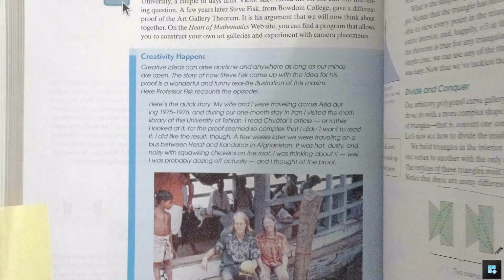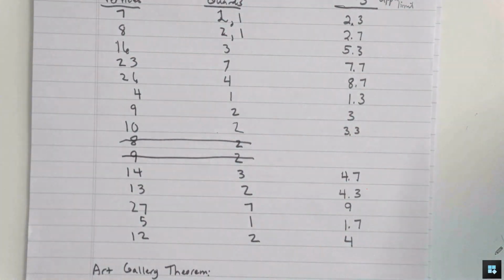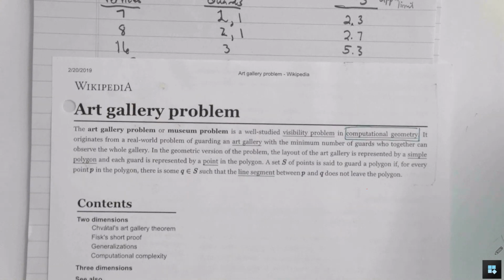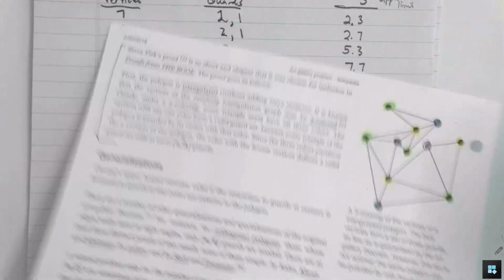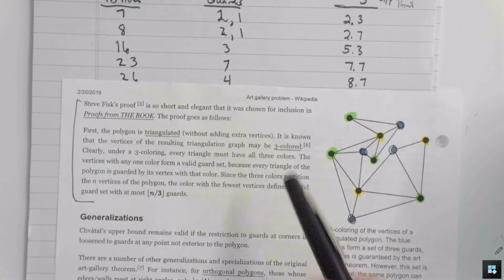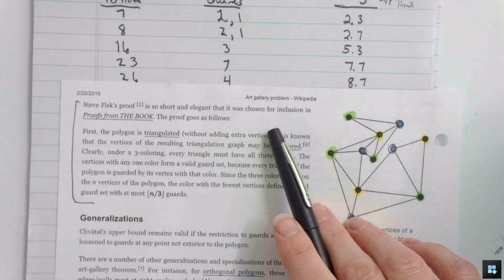Well, this proof that Stephen Fisk gives us is beautiful and elegant and helps us understand the theorem. So we're going to look at his proof. Wikipedia is a fairly good place to look at mathematics. So here on Wikipedia, I have just looked up the art gallery problem, and we see Fisk's proof. It's so short and elegant, it was chosen for inclusion in Proofs from the Book. The proof goes as follows.